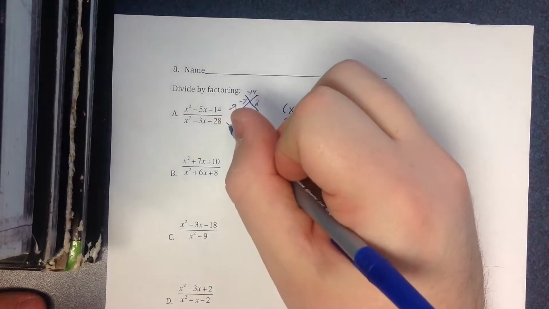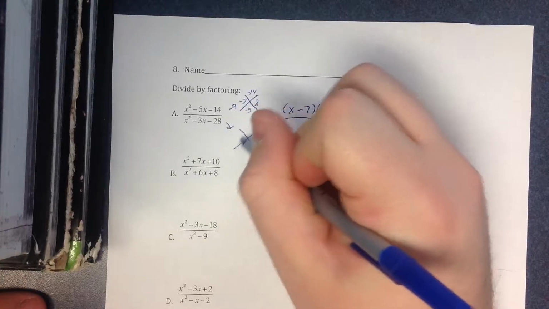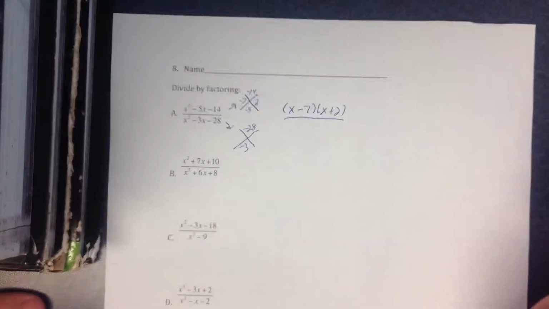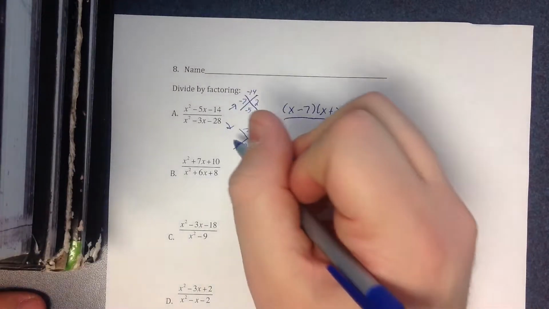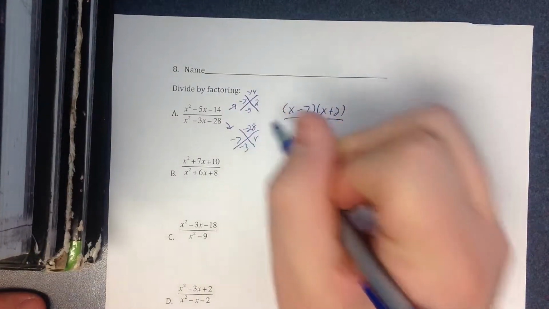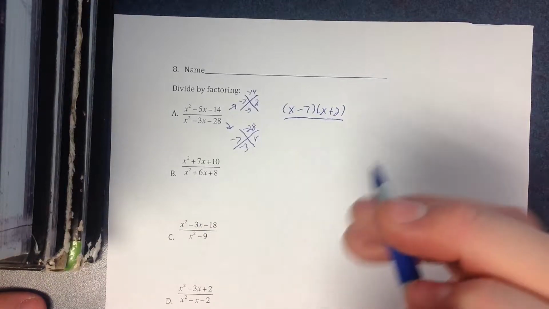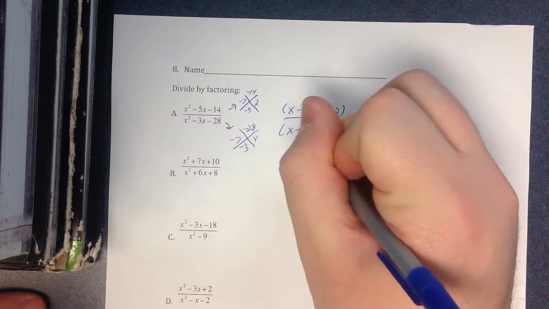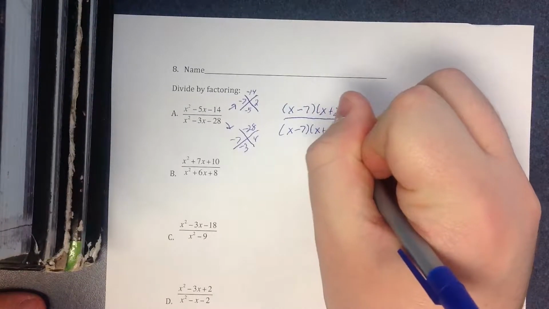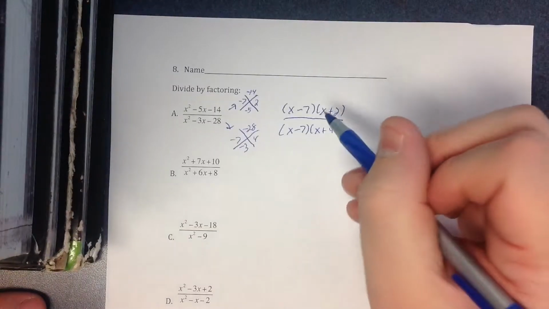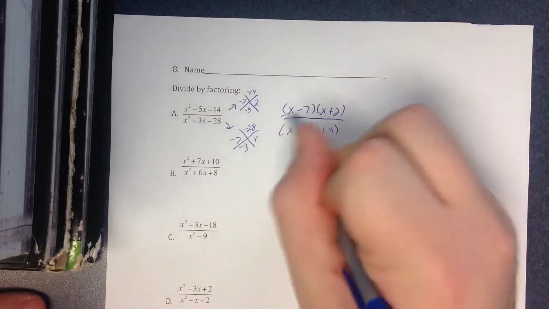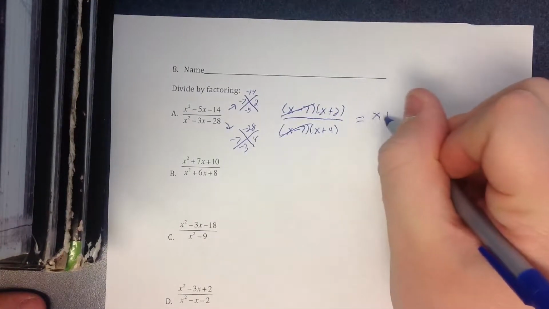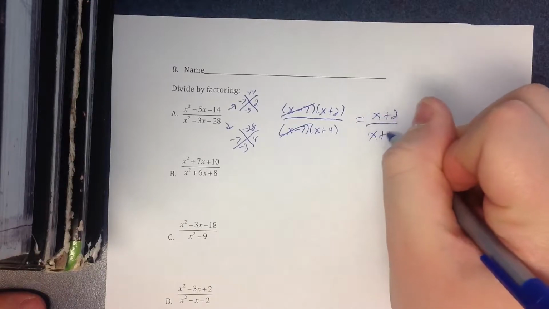On bottom, I'd have negative 28 on my diamond on top and negative 3 on the bottom, which would be negative 7 and 4, because negative 7 times 4 is negative 28, and negative 7 plus 4 is negative 3. So I'd have x minus 7, x plus 4. Then again, if they're the same on top and bottom, they cancel. So I can cancel out your x minus 7s, and I'm left with x plus 2 over x plus 4.